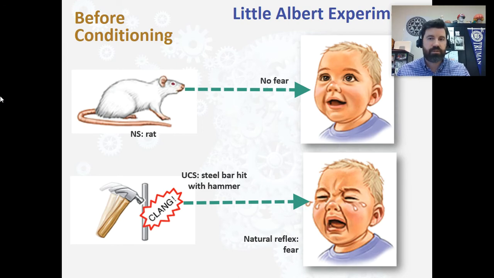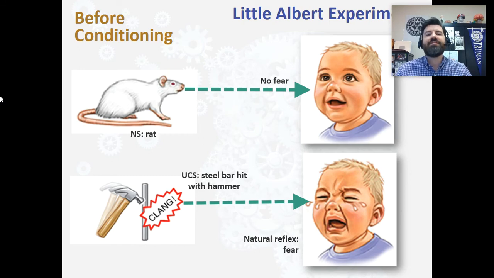It was unconditioned, right? The loud noise is what we call the unconditioned stimulus, and the fear was the unconditioned response. It was frightening to Albert. He didn't need to be taught that. It was natural to him. Well, you might be able to see where this is going.